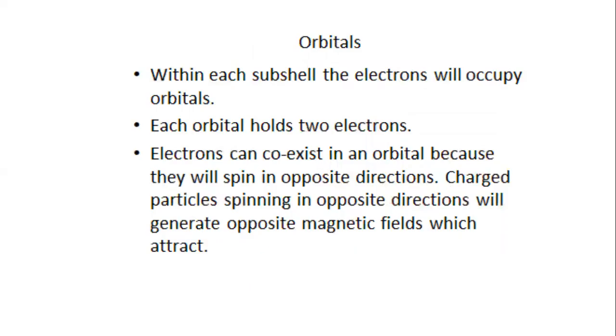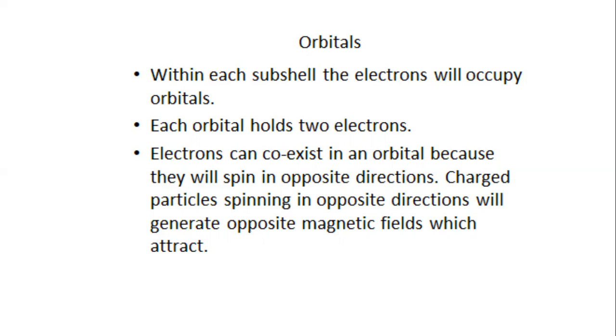So let's talk about orbitals. Within each subshell, the electrons will occupy orbitals. So we have a shell level, we have a subshell, and within the subshells, again, another box, we have these orbitals. Each orbital holds 2 electrons.